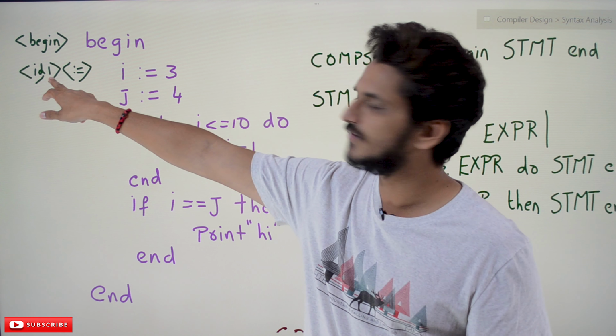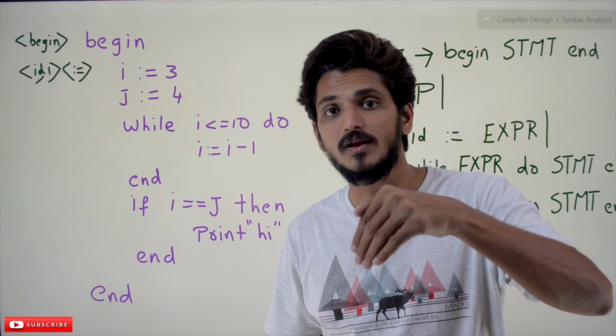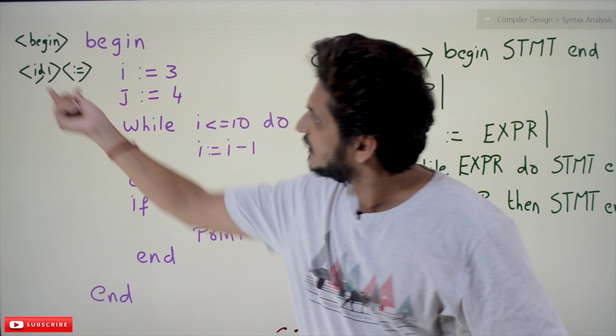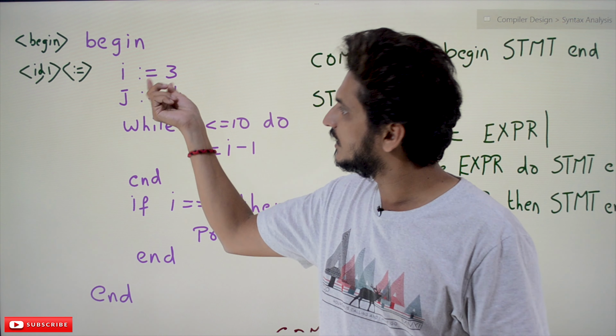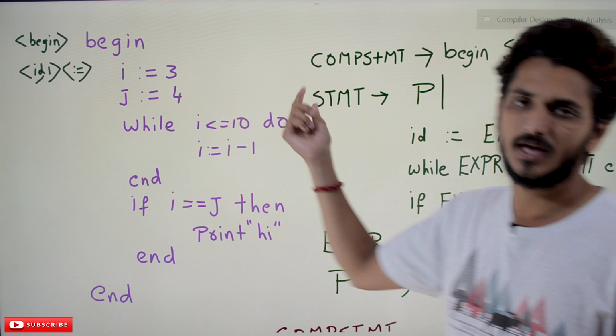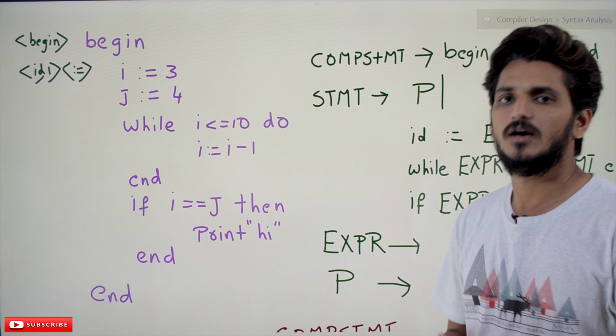I means identifier. It's placed in a symbol table in the first location. The token is mentioned like this. Colon equal to is an assignment. It's a token in our language. It's a token equal to assignment operator in our language.